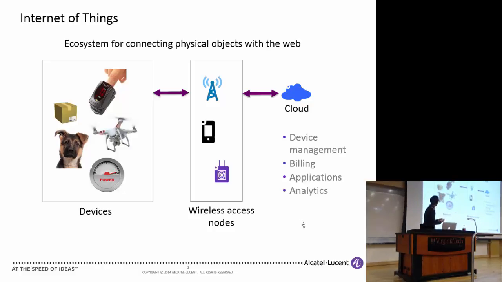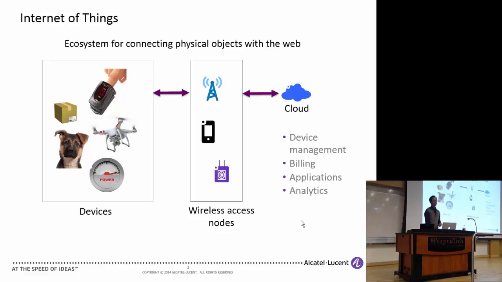And so you can think of a physical object as being something like a health monitor, a power meter, a drone. You might have some device that's connected to a package or your pet that you want to track the location of. And so you want to have some way of connecting these physical objects with the Internet, the cloud on the right side. And you can do this through a wired connection, or you can do it wirelessly. And so here are some examples of wireless nodes, access nodes. You can have these devices connected through a base station, through a handset, through a Wi-Fi access point.